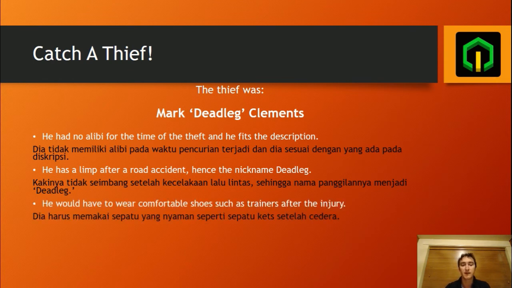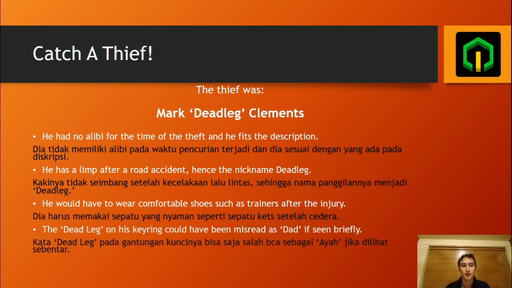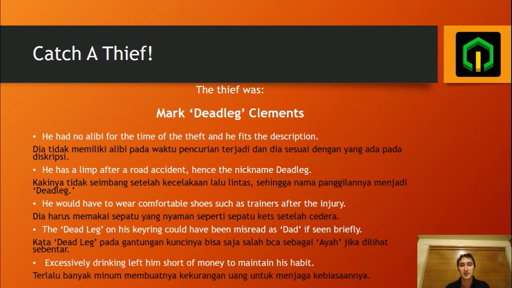He would have to wear comfortable shoes such as trainers after the injury. And the dead leg, written on his keyring, could have been misread as Dad if seen briefly. His motive for committing the crime was that excessive drinking left him short of money to maintain his habits. Congratulations if you got that correct.